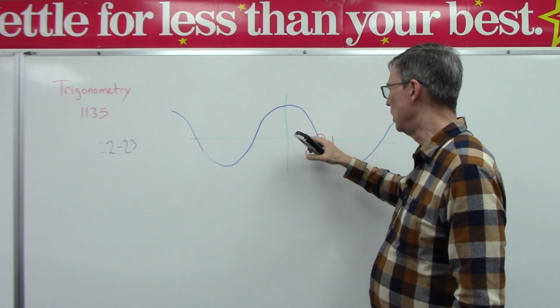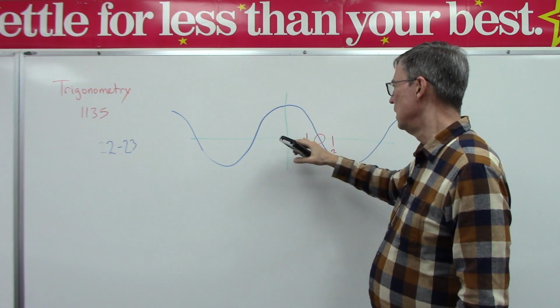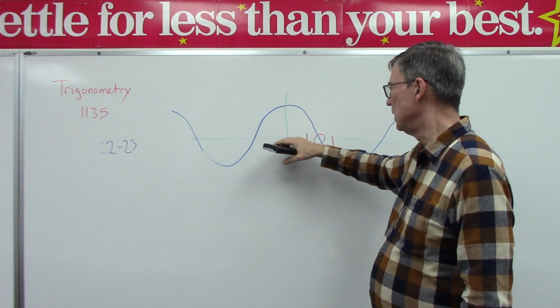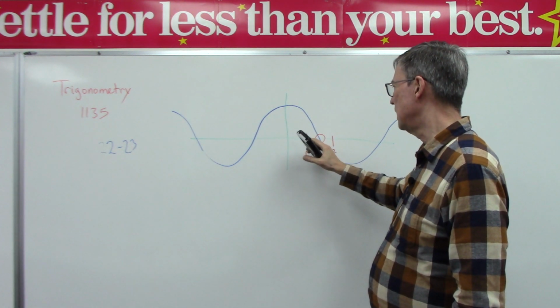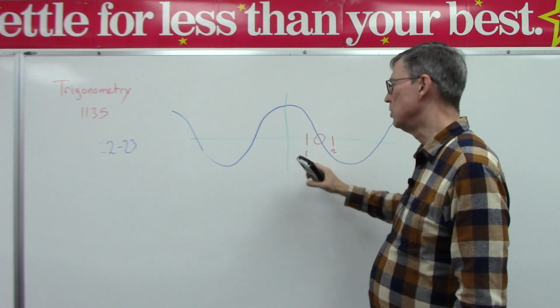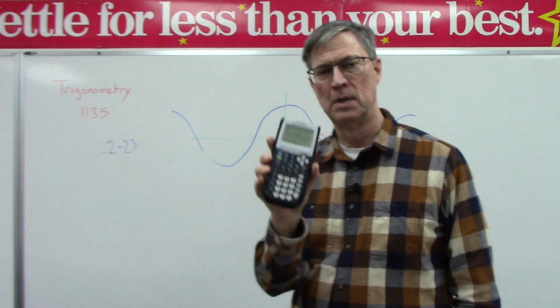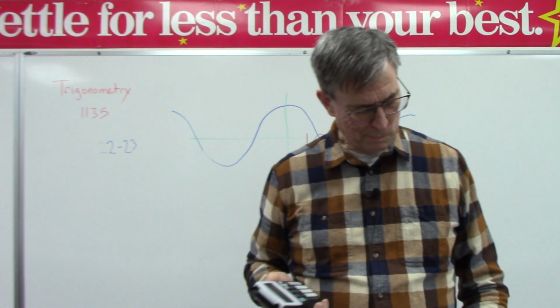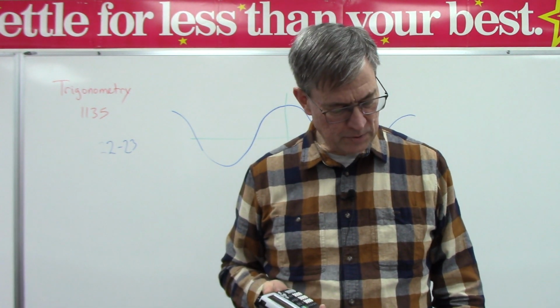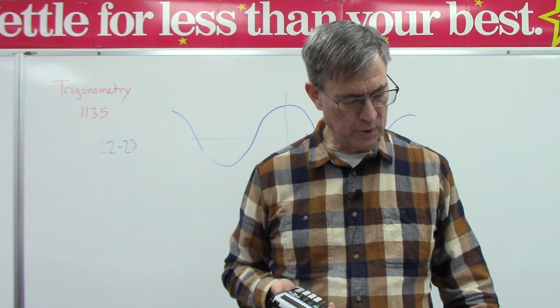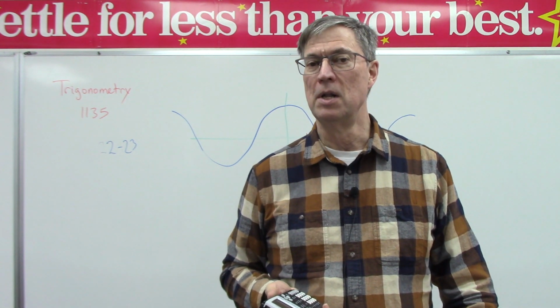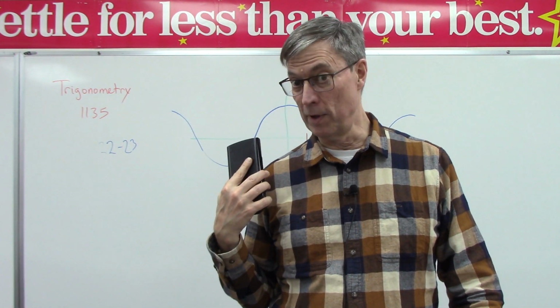Where does the y value become 0? Right here where it crosses the x-axis. Technically it's between 1 and 2. It's 1.57 and so on. So on page 23, number 1, it says find the other 3 x-intercepts, and we just found one of them.